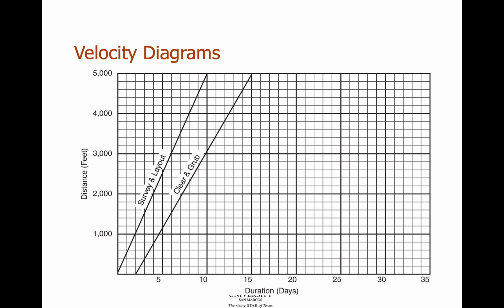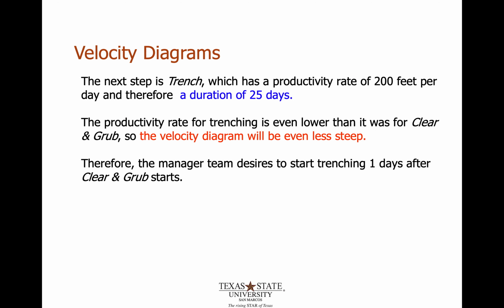Okay, then we're just going to continue along the line and add the next activities. The next one is trench. This has a production rate of 200 feet per day and therefore a duration of 25 days. This production rate for trenching is even lower than it was for clear and grub. Obviously, we're digging a linear hole, so it goes real slow. It's not as fast as just walking and investigating, doing the survey and layout. So this one's going to be less steep, more horizontal than vertical. The management team decides that they want to start trenching 1 day after clear and grub starts.